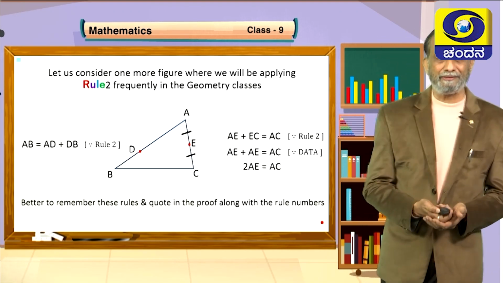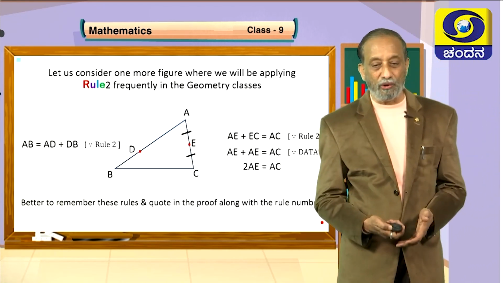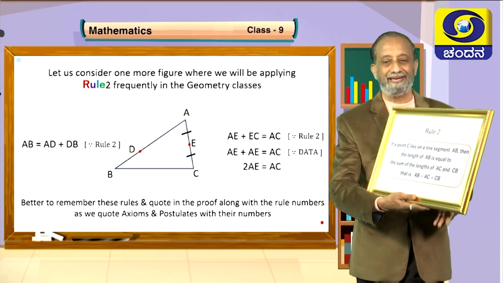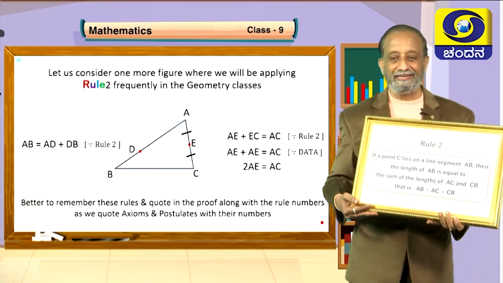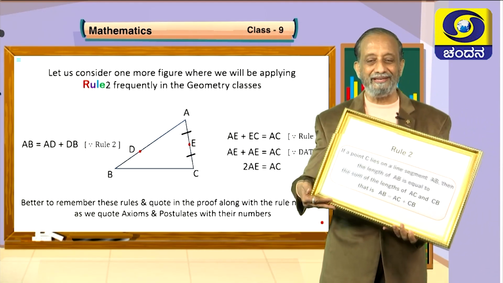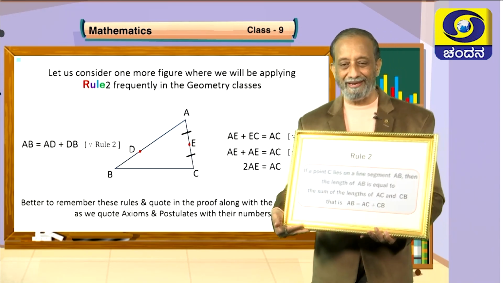So, better to remember these rules and quote in the proof along with the rule numbers as we quote the axioms and postulates with their numbers. So, rule number 2 is this. Okay, this is our rule. So, let me keep it on the Euclidean wall, children. Okay.